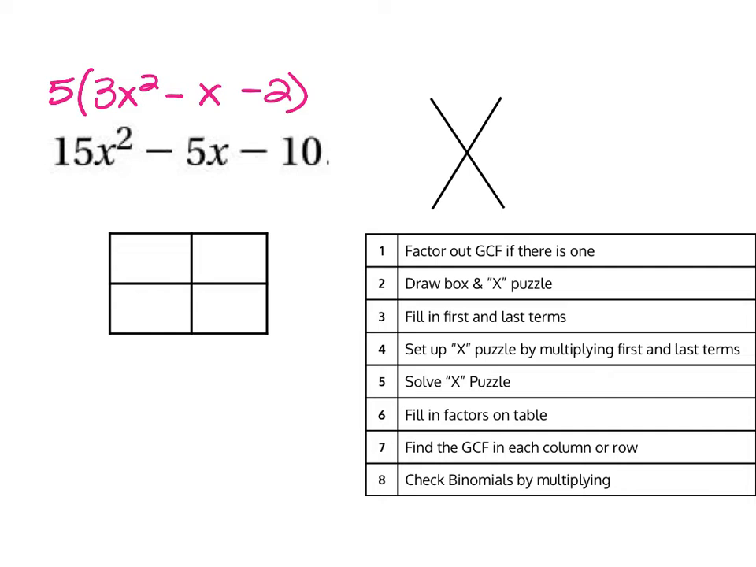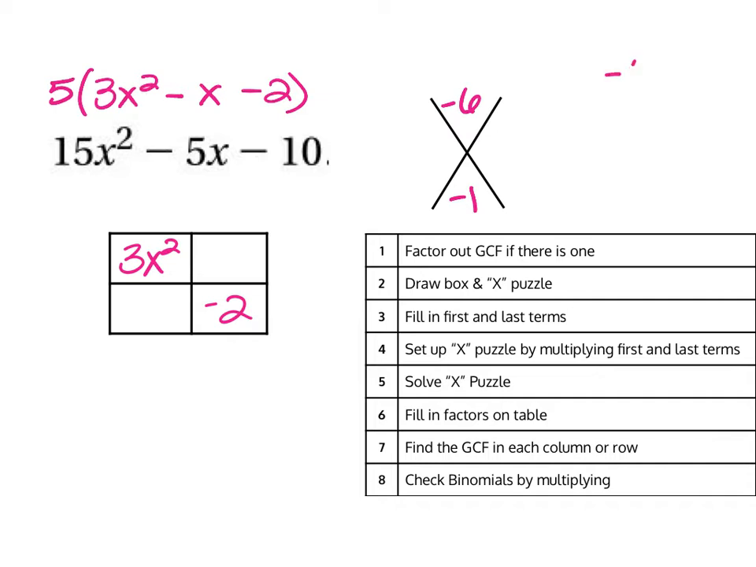So let me go ahead, I've drawn my box and my x puzzle. Let me fill in my first and last terms. So I'm going to be using 3x squared and minus 2 as my first and last terms, not the original, because we've factored out the 5. Now I'm going to go ahead and set up my x puzzle. So 3 times negative 2 would be a negative 6, and then my sum is a negative 1.